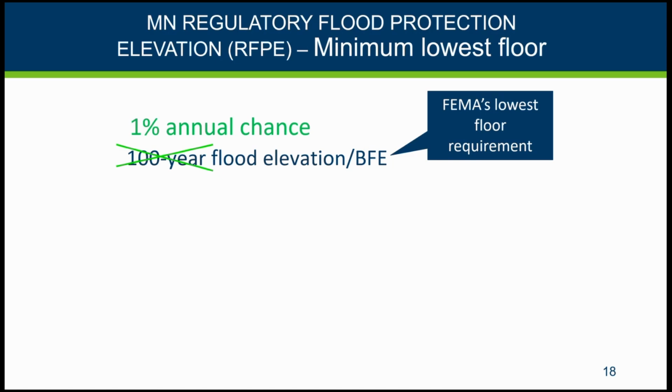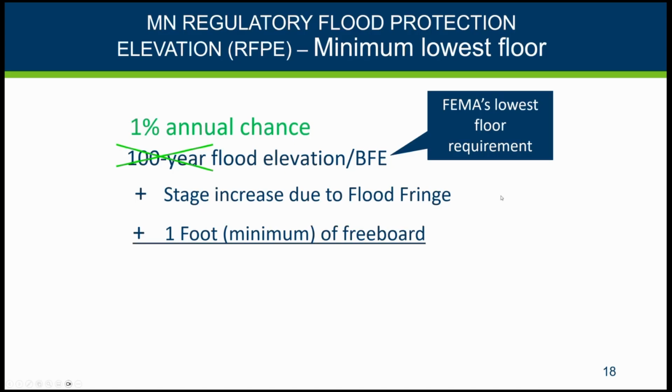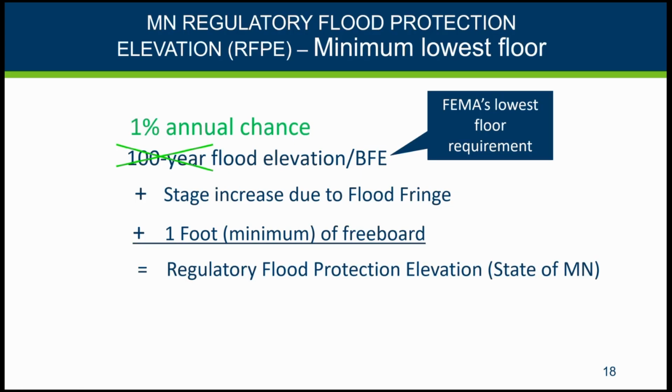So you can start by taking the 1% annual chance BFE, add the stage increase associated with the flood fringe or the floodway. So that's that maximum of 1/2 foot. And then add an additional 1 foot minimum of freeboard. And if you add all of those together, that will give you your minimum lowest floor elevation or your RFPE. And that's been the case since 1997 here in Minnesota.